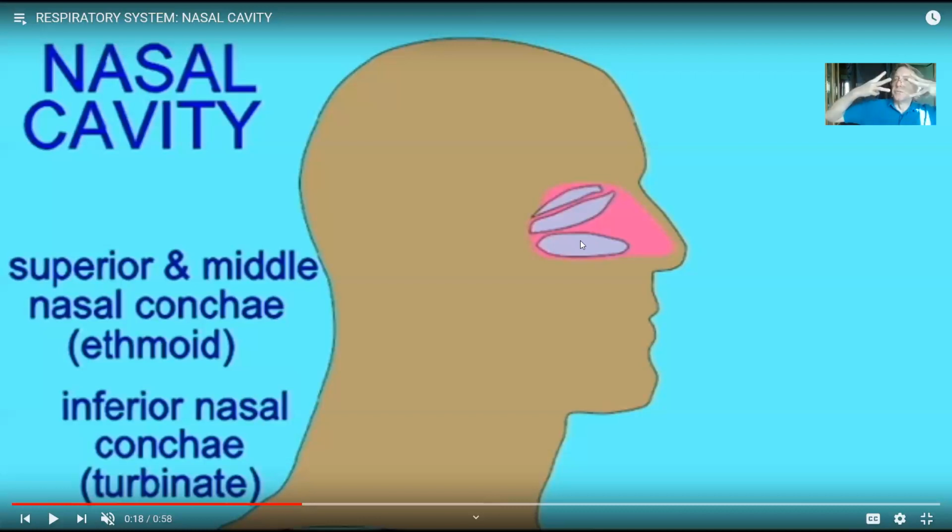So in other words, this air may not be what we want to introduce into the most delicate cells of our body. And so the first thing that happens is that there are these three plates which stick out in the nasal cavity known as conchae. Two of them are from the ethmoid bone, the superior and middle conchae, but the third, the inferior nasal concha or turbinate, is its own separate bone of the face.